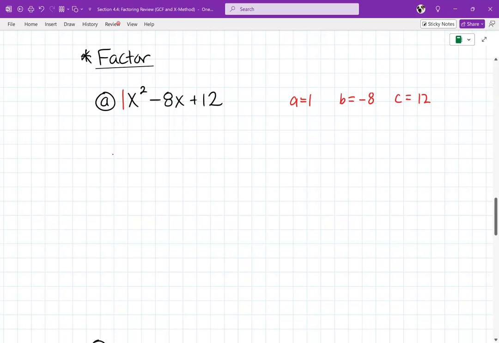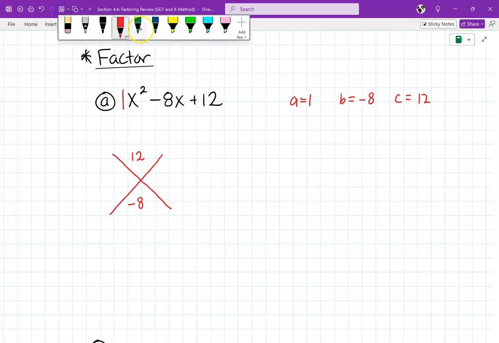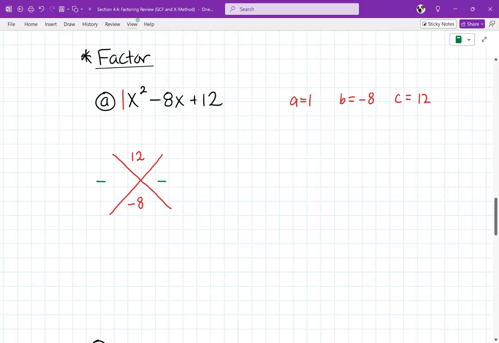So, I'm going to make an X. On the top, I have to multiply A times C. So 1 times 12, that's 12. On the bottom, I got to write B, which is negative 8. Give me two numbers that multiply to 12 that add up to negative 8. I'll give you a hint. They're both negative. All right, negative 2, negative 6.